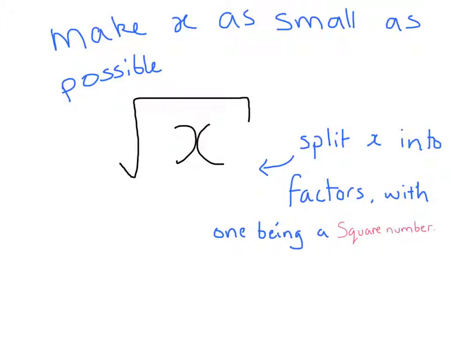So square numbers are 4, 9, 16, 25, and so on and so forth. Numbers you can get by squaring something else. So let's see how that works.